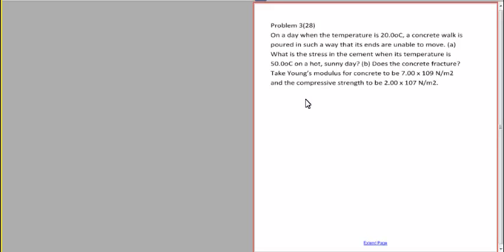Does the concrete fracture? So in this case, what we can do is, again, look at the change in length of the concrete. Due to the temperature change, it's alpha times delta T times the original length. I don't tell you what the original length is, but that's okay. So we're actually going to calculate delta L over L0, which is equal to alpha times delta T.